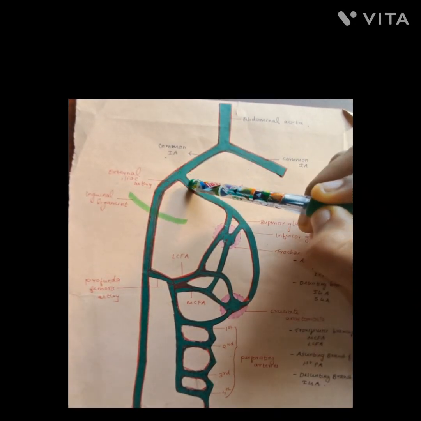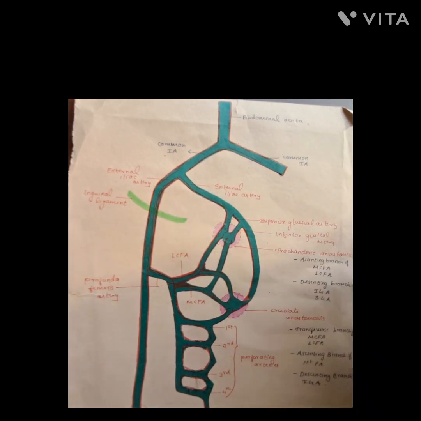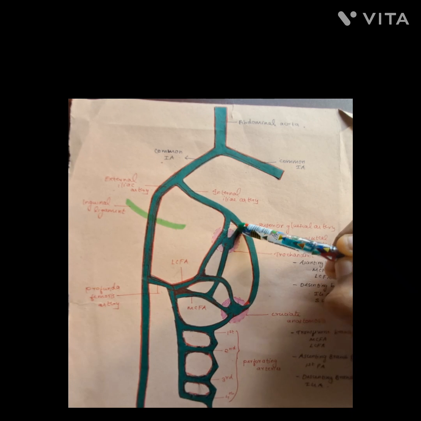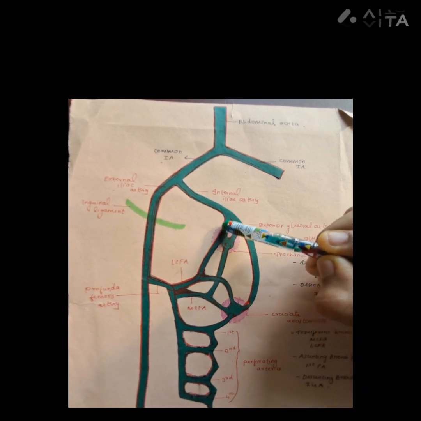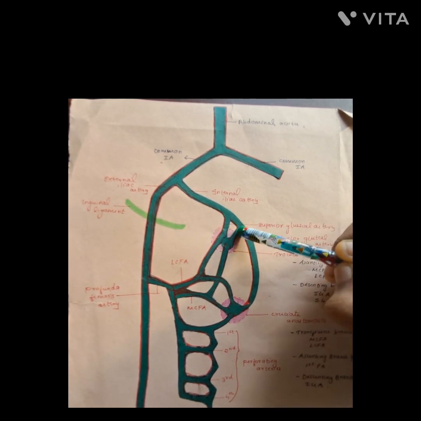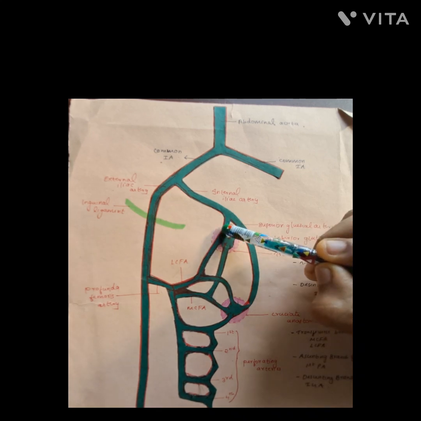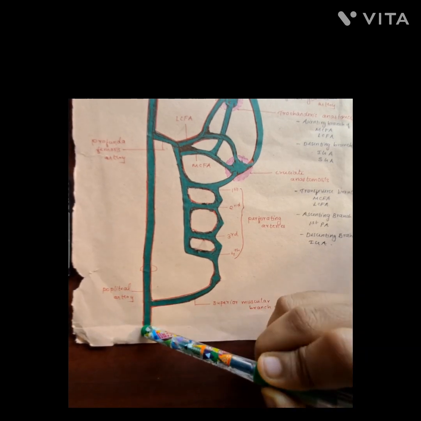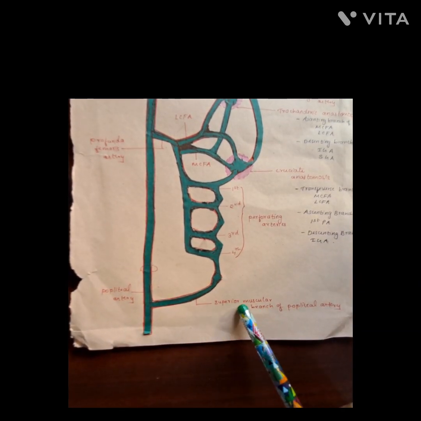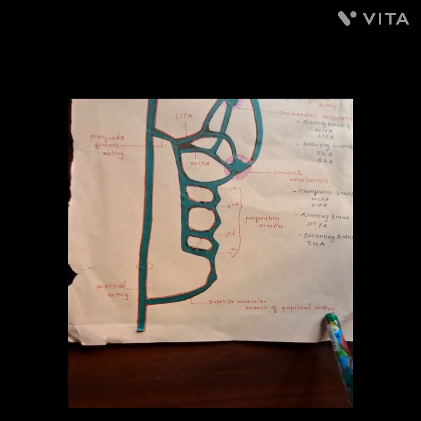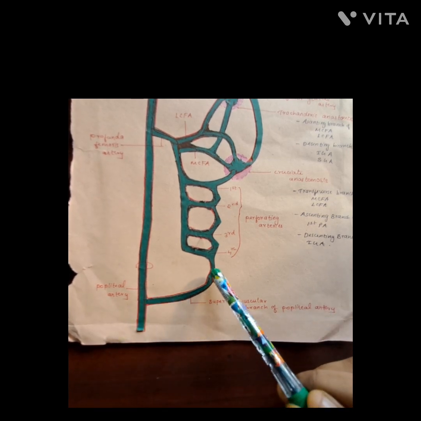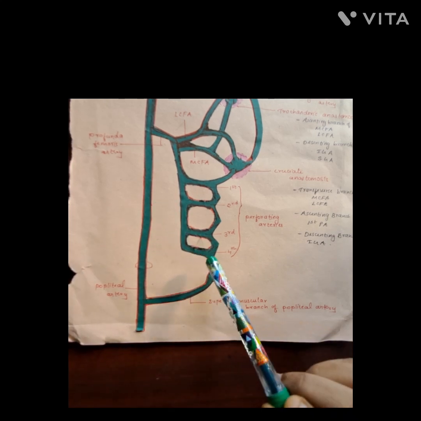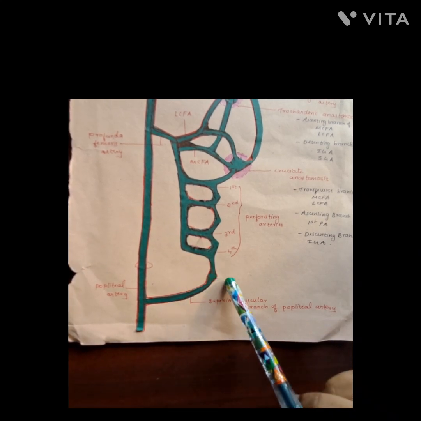Then comes the internal iliac artery. The internal iliac artery is divided into two: the inferior gluteal artery and the superior gluteal artery. These are the descending branches of the inferior gluteal artery and superior gluteal artery. Then the popliteal artery gives off a branch called the superior muscular branch of the popliteal artery, and it anastomoses with the fourth perforating branch of the profunda femoris artery. Here one anastomosis occurs.